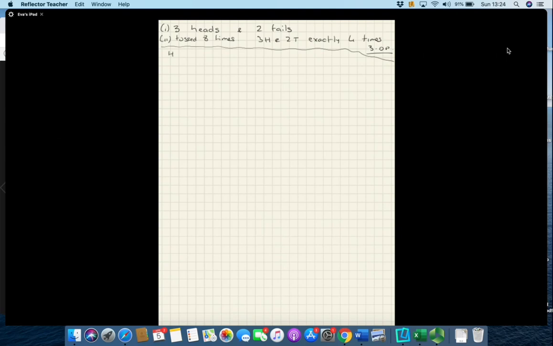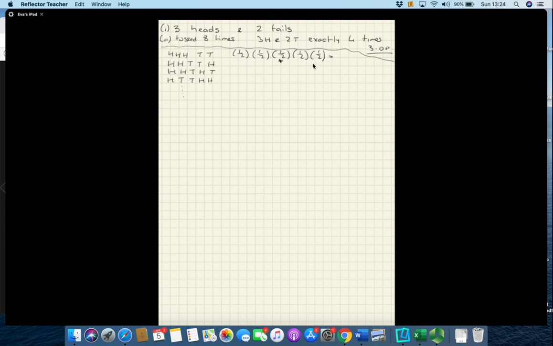So I could get a head, a head, a head, a tail, a tail, or I could get a head, a head, a tail, tail, a head, and so on and so forth. And work out the probability of each of these. So the probability of a head by a head by a head by a tail and by a tail. So go back to the last recording: I need a head and a head and a head and a tail and a tail. So that's why all of these probabilities are multiplied by each other.